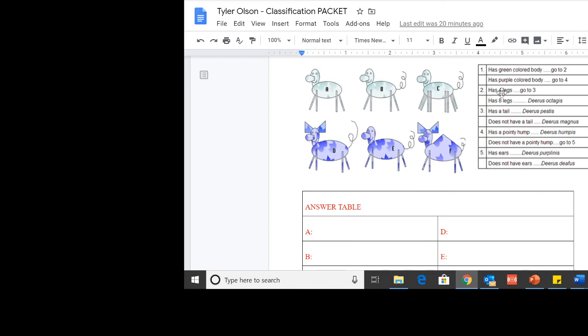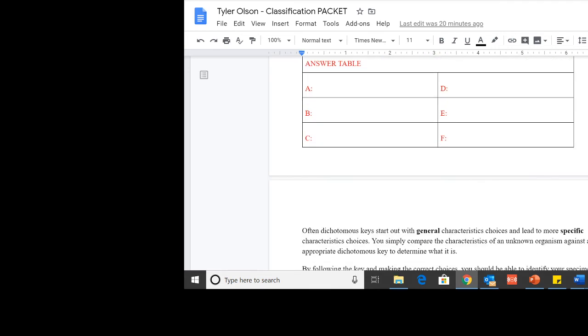Has 4 legs. Yes. Okay, we're going to go to 3. Has a tail. Does it have a tail? No, it does not. So it's this one right here, Dirus magnus. All right, and so you just keep looking at the either-or options until you figure out what you have. Again, these are dichotomous keys.